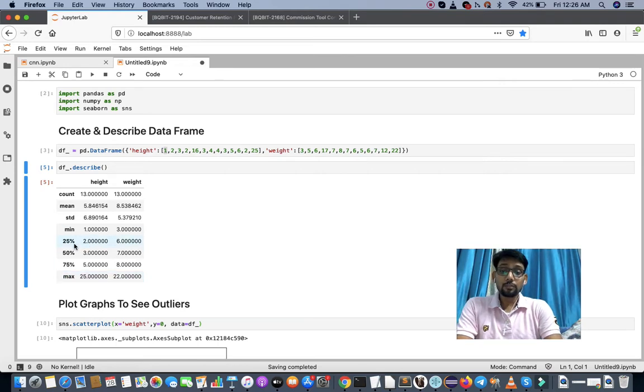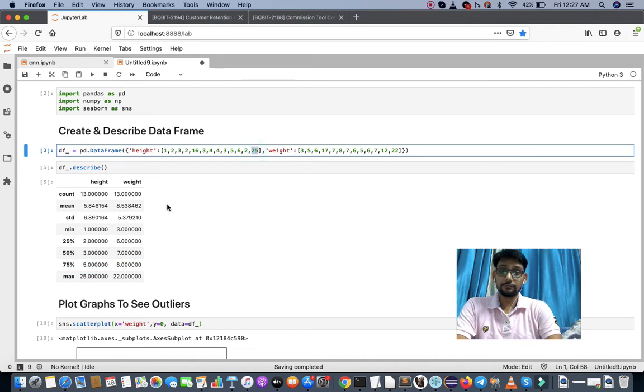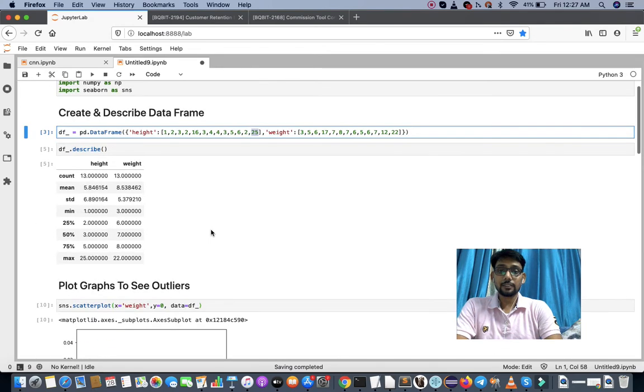The 25 percentile value of 2 means 25 percent of the values are just below 2, right? The 50 percentile value is 3, meaning 50% of data point values are below 3. 75% of the data point values are below 5. The maximum value is 25 in this case. Yes, maximum value is 25. We can easily map this output with our data frame, right? Again, you can map it for weight as well.